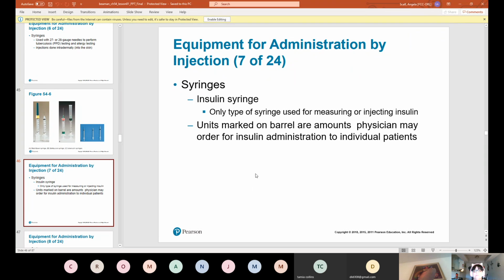Insulin syringes are measured in units. All right, so it's completely different than other syringes. And this is marked. And the physician may order various types of units, amounts, and stuff for the patient depending on their blood sugar levels.